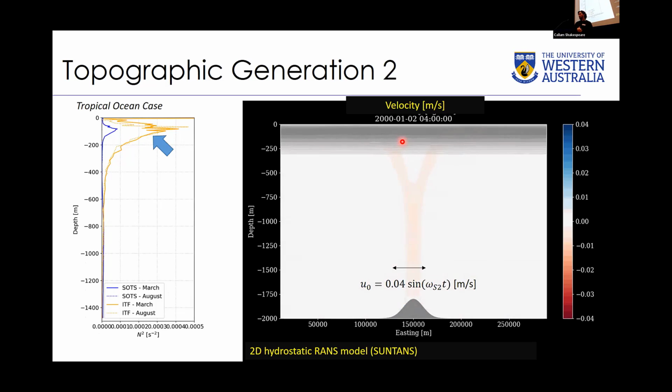This is showing what happens in the tropical ocean. The bottom stratification is more or less the same in the simulations. The main difference is the propagation of this energy along these ray paths, these beam paths. Because it's more stratified, the beam energy tends to flatten out. The other thing to note is that the energy moves away faster horizontally because it's more stratified.